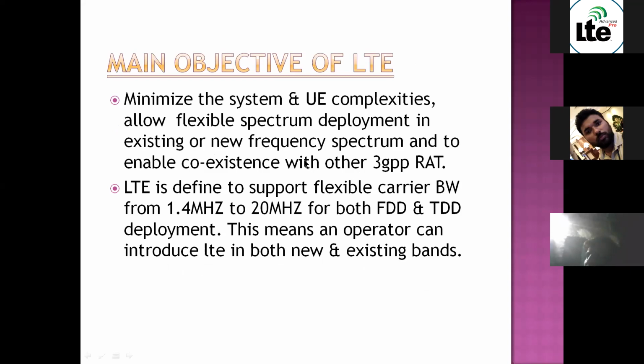From the network point of view, it helps in deployment because it supports 1.4 to 20 megahertz. An operator can choose 20 megahertz for TDD and 10 megahertz for FDD, or 10 megahertz for FDD and 5 megahertz for other bands like band 3, band 5, band 40 that Jio uses. It depends upon the flexibility, right? Okay, so you might be knowing about these things.